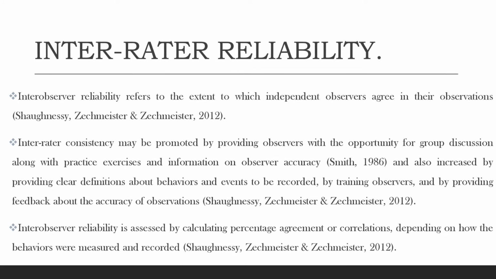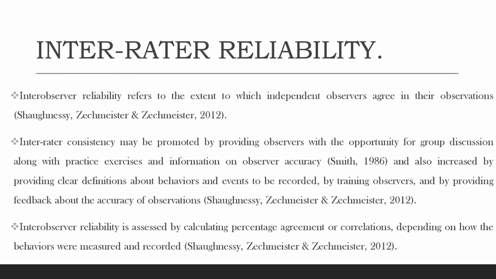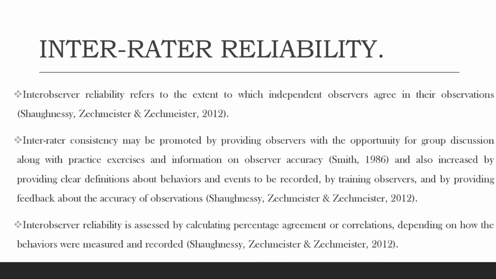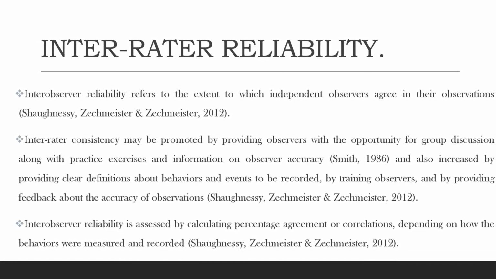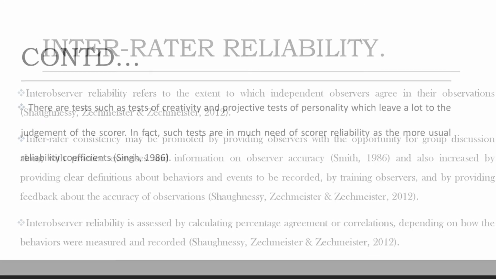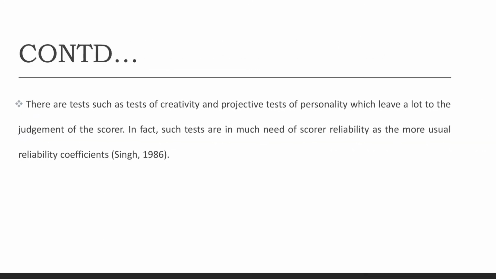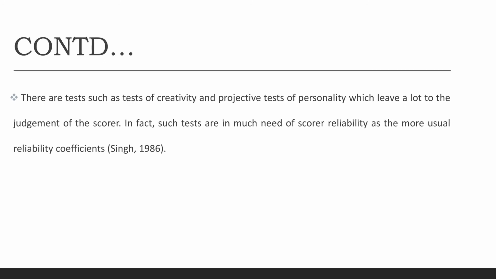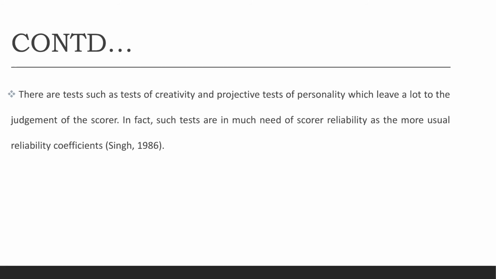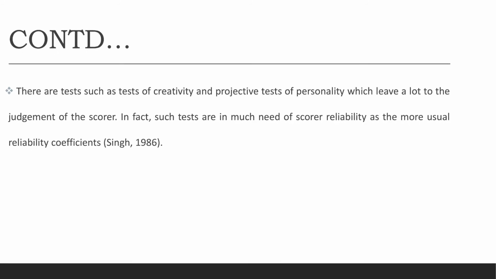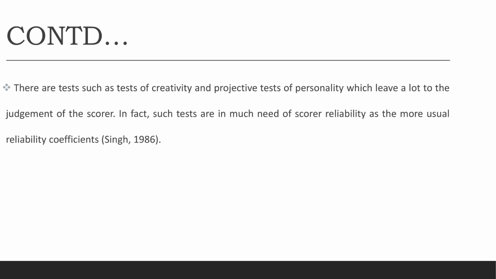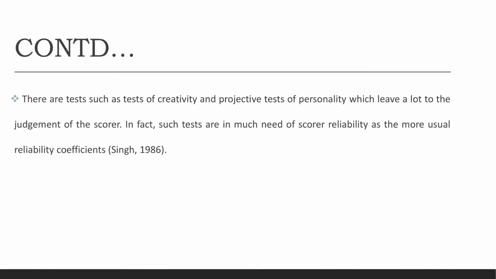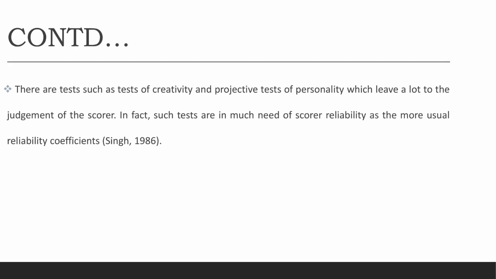Inter-observer reliability is assessed by calculating percentage agreement or correlations depending on how the behaviors were measured and recorded. For example, there are tests such as tests of creativity and projective tests of personality which leave a lot to the judgment of the scorer. In fact, such tests are in as much need of scorer reliability as of the more usual reliability coefficients. So, this is about reliability and the different types of reliability.